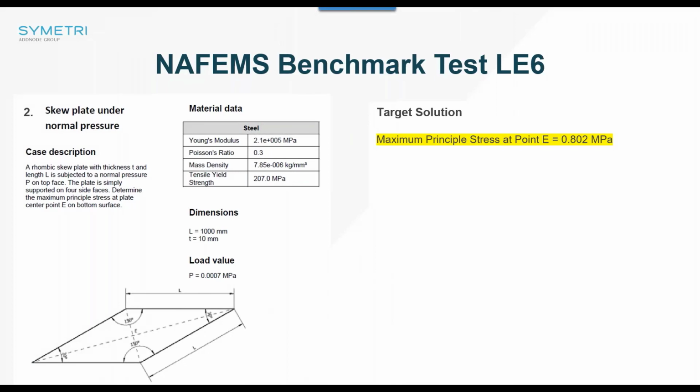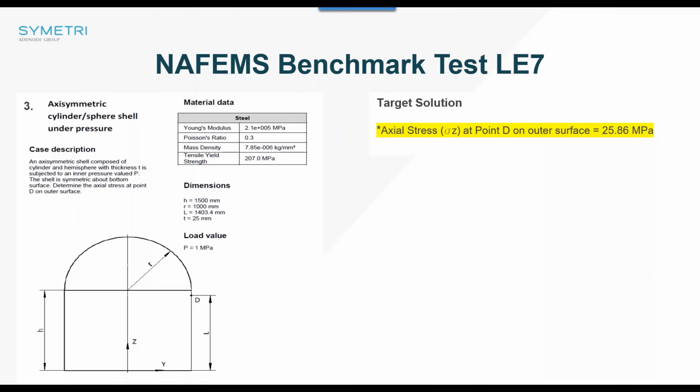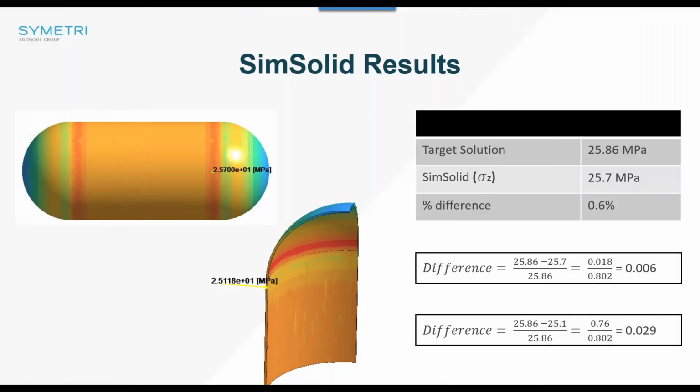The next example is a skew plate, and that result again is a 2.2% difference. You can try these yourself. And then the final one is some sort of pressure vessel type example. I've tried it in two different models, as a full model or as a quarter of a model, and in both cases, you can see the results are accurate. So the software is accurate.